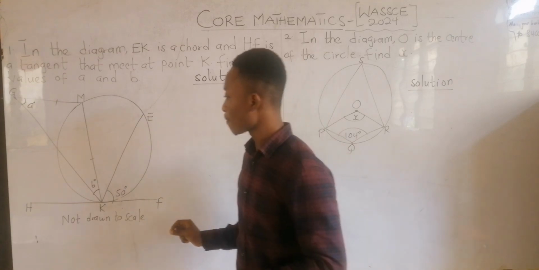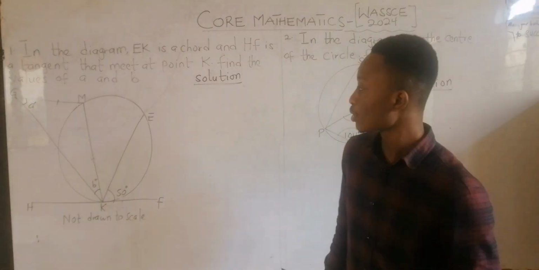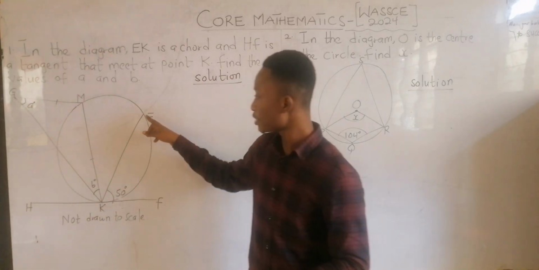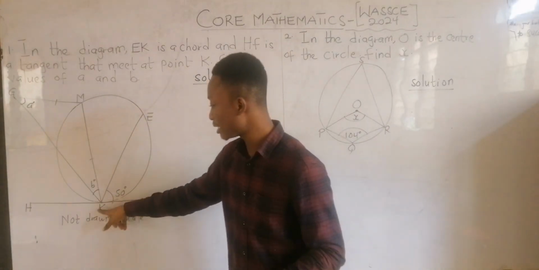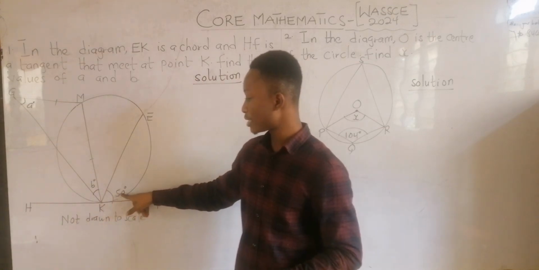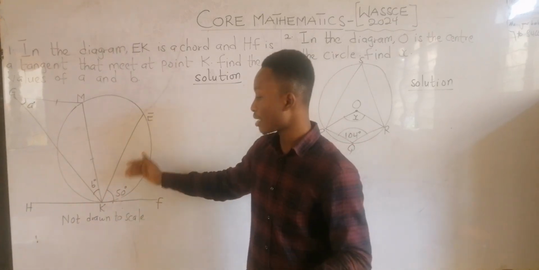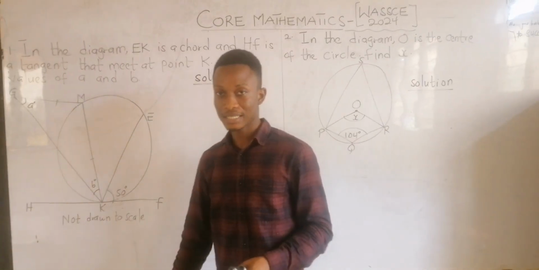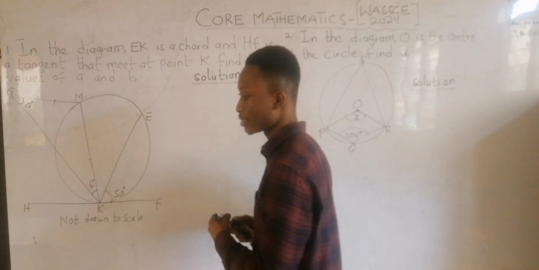Now with this question, we have the tangent property of circle theorem. One of the properties states that the angle created by a chord and a tangent, so here this chord EK and HF at this point K creates an angle of 50. This angle is equal to the angle in the alternate segment. Let me draw a diagram to explain this so you understand it.